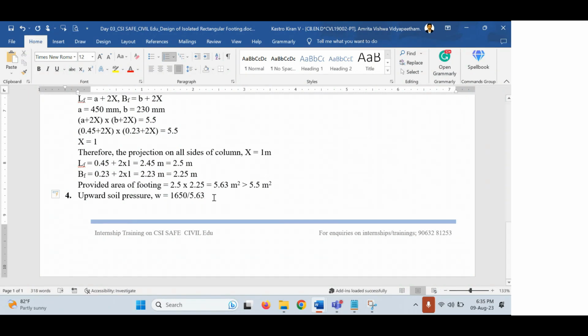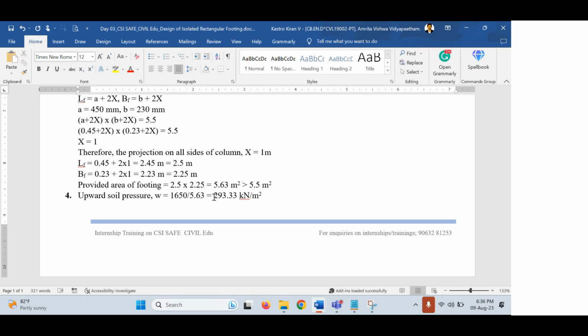So 1650 divided by 5.63 will give you 293.33 kilonewtons per square meter. So this is the upward soil pressure that is coming at the base of the foundation. As a result of load coming from the column, the reaction force acting at the bottom of the footing is known as upward soil pressure.